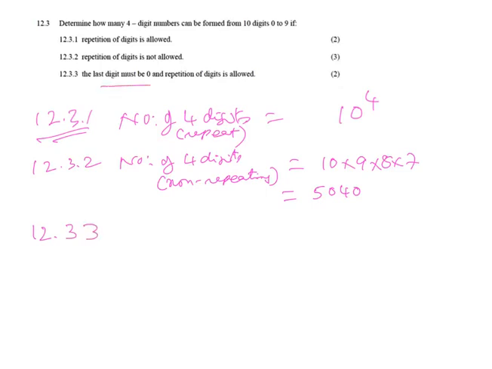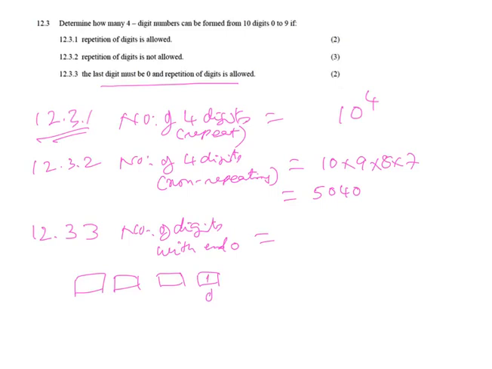Next is 12.3.3. What's the question? The last digit must be 0 and repetition of digits is allowed. So the last digit is 0, meaning the number ends with 0. I have no choice for the last one; there is only one choice, which is 0. I have 10 choices here, 10 choices here, and 10 choices here. Therefore the number of numbers I can form with the last digit 0 is 10 to the power of 3 times 1. My answer is 10 cubed, which is 1000.